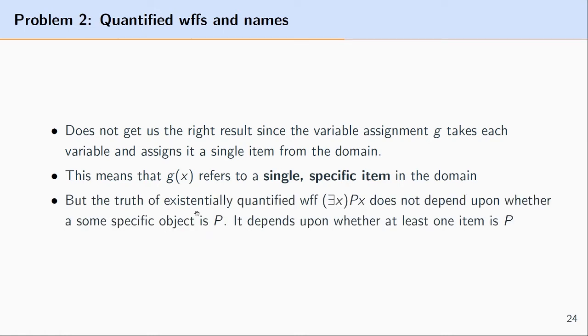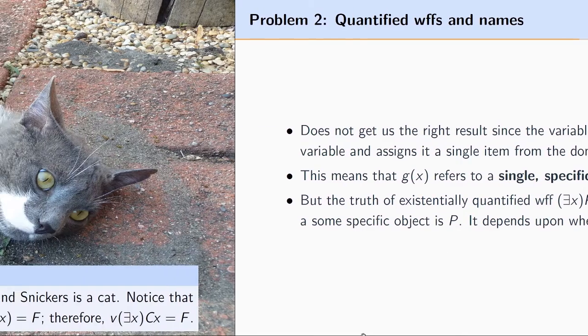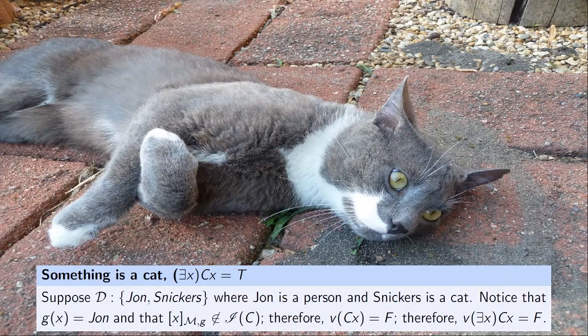The problem with this is that we don't think the truth of existentially quantified formulas like ∃xPx depends upon whether or not some specific object has the property P, but instead it has a more indeterminate meaning: its truth depends upon whether there is at least one item that is P. So let me give you an illustration of this.